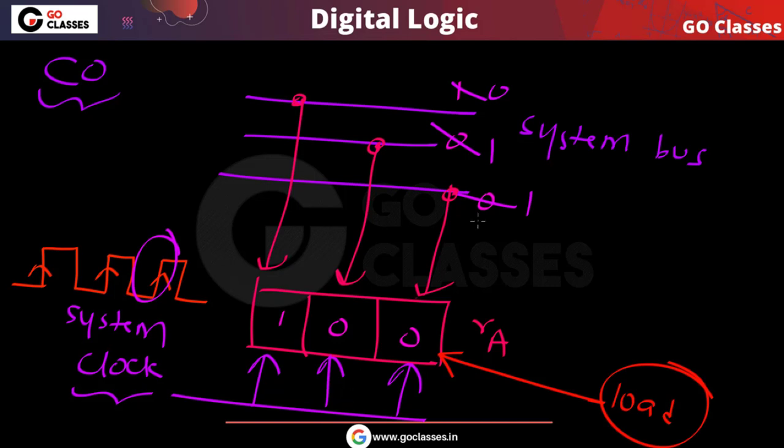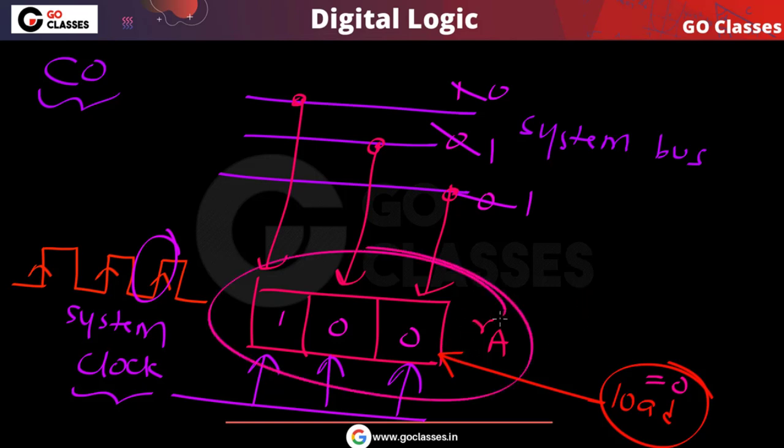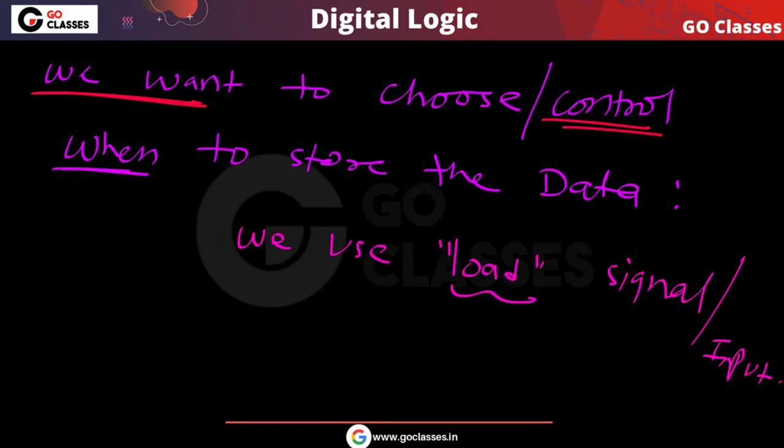Then what will happen? If this system bus is busy with some other data, now also we don't have to worry. Why? Because we can make this load equal to 0. Now this data will not be stored in this register. Whenever this clock goes from low to high, this new data will not be stored in this register. So this is how we can control when the data will be stored in this register, and this is very important.